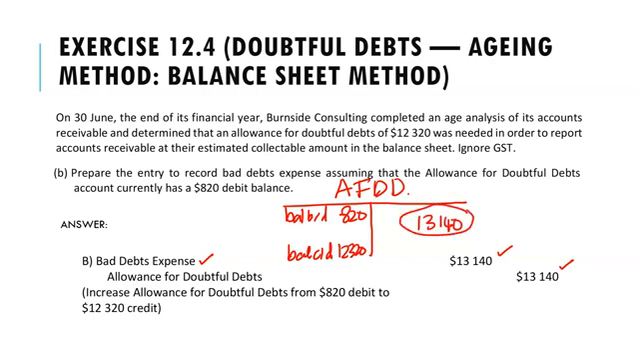So how to account for this? You're going to debit bad debt expense, an increase in bad debt expense, and also increase the allowance for doubtful debt. Debit bad debt 13,140, credit allowance for doubtful debt 13,140. So that is the transaction for this.